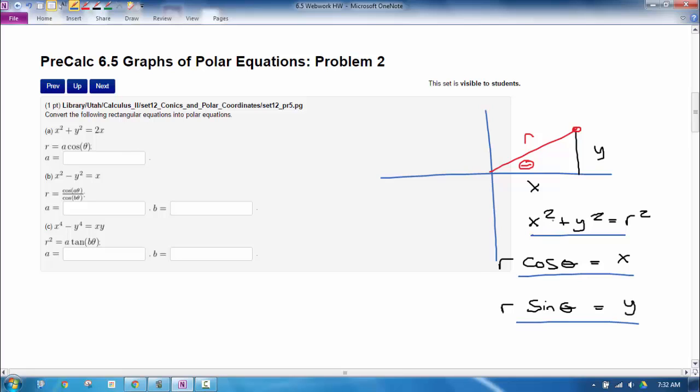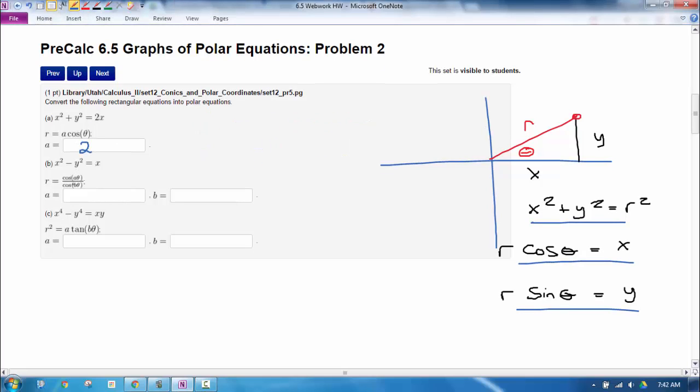The first one, x squared plus y squared, is right here. That's just r squared. So the left side of that I can make r squared. And the right side, 2x, x is r cosine of theta. So I can write this, and then I can divide out an r from both sides. Divide both sides by r, and you get 2 cosine of theta. So the a that they're looking for in this case is 2.